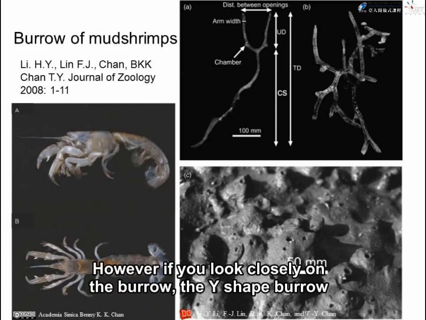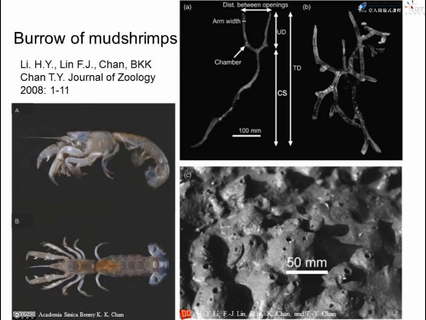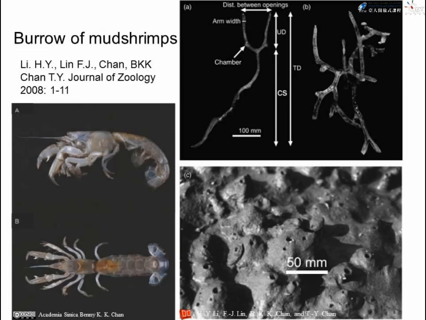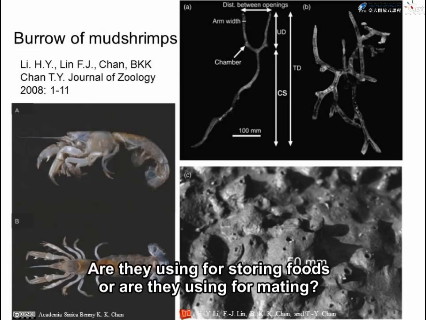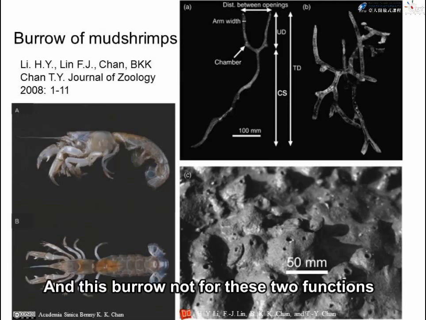However, if you look closely at the Y-shaped burrow, you can see there are small chambers along the tunnel of the burrow. So can you think about what those chambers are used for? Are they used for storing food, or are they used for mating? And this probably is not for these two functions.